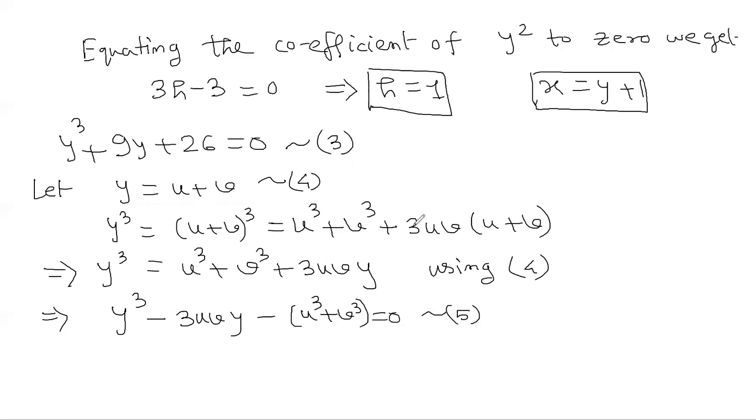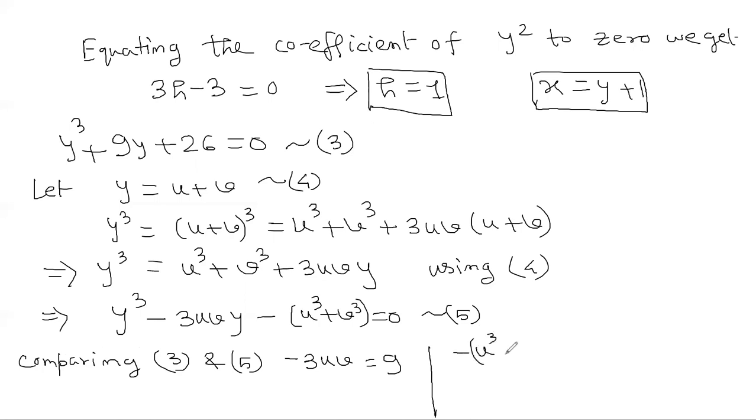Now if you compare equations 3 and 5, what do you get? You see, minus 3uv is equal to 9, and minus u cube plus v cube is equal to 26. So what do you get over here? uv equal to minus 3. So u cube v cube is equal to minus 27, and u cube plus v cube is equal to minus 26.